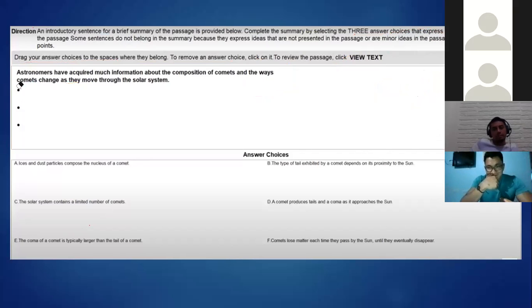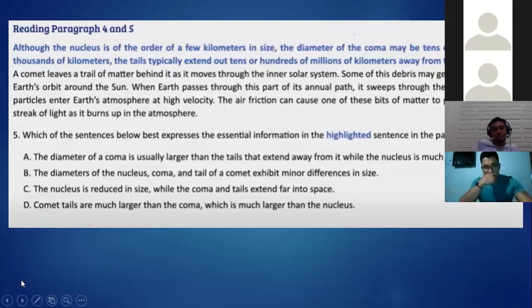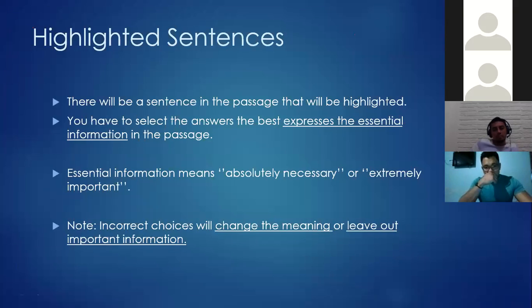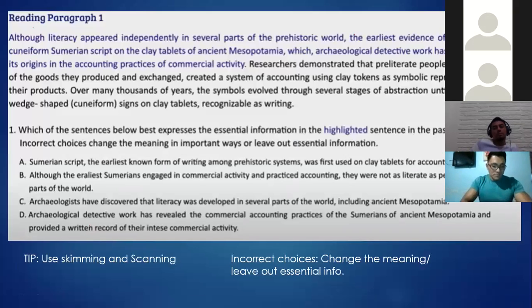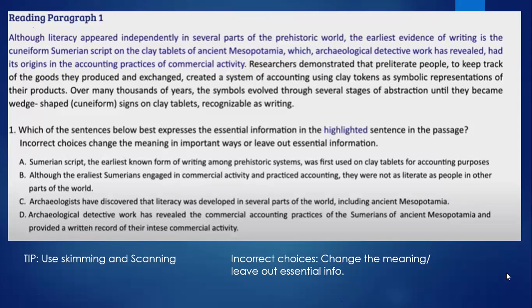So, ¿qué tipo de preguntas aprendimos today? What type of questions did we look at? Number one: highlighted questions, right? Highlighted questions, tienen la parte azul, usually in the main idea section. I have to analyze that and select the best results, okay?